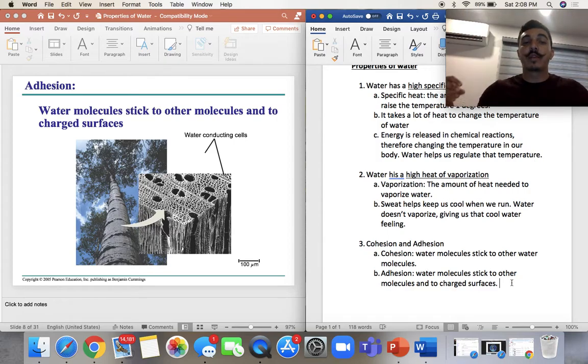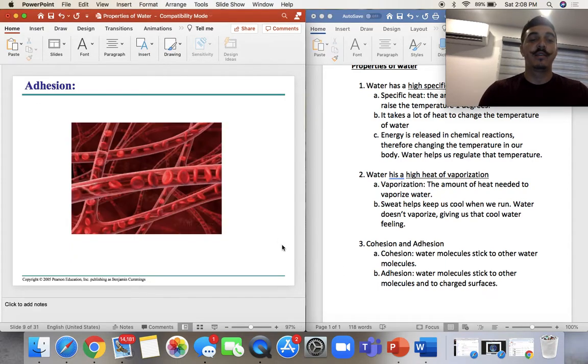So water is attaching to all these structures or all these surfaces on the trees, and it's able to move up. Okay, so cohesion is within each other. Adhesion is with other molecules or other surfaces. Okay? So water is pretty sticky, you can say, in simpler terms.